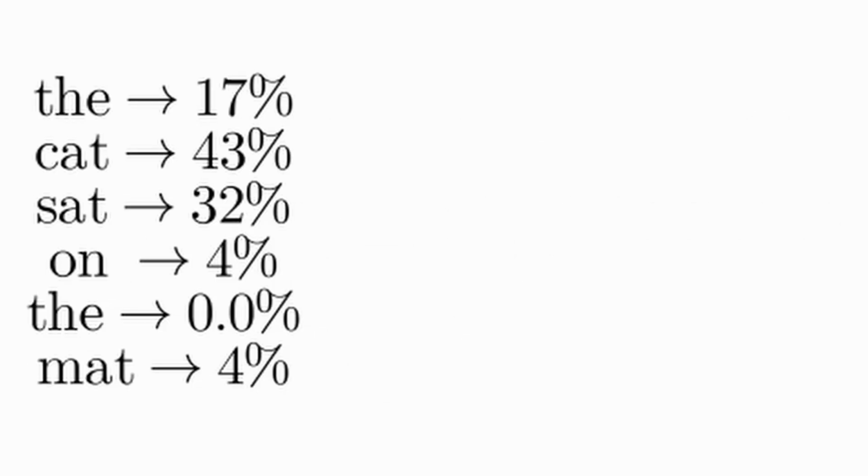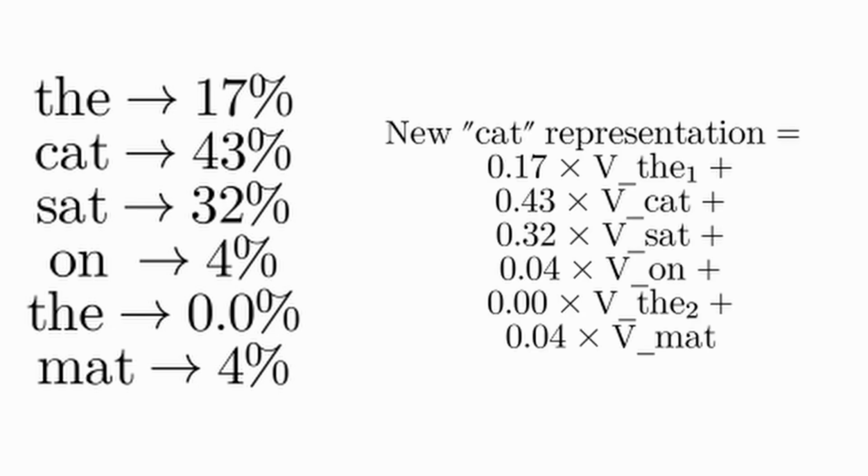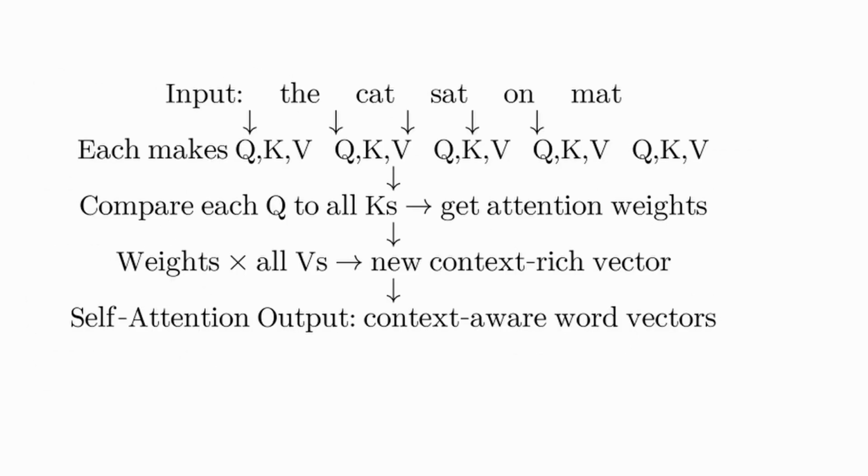Next, we use those attention weights to create a new version of the cat vector by taking a weighted sum of all the value vectors. So now cat becomes a blend of its own meaning plus information from related words, mostly sat. This process repeats for each word: the, sat, on, mat, and so on. Each word builds its own context-aware representation based on how it relates to others.